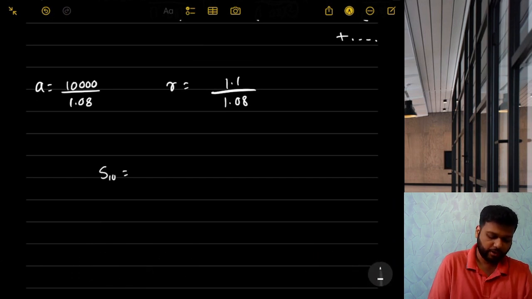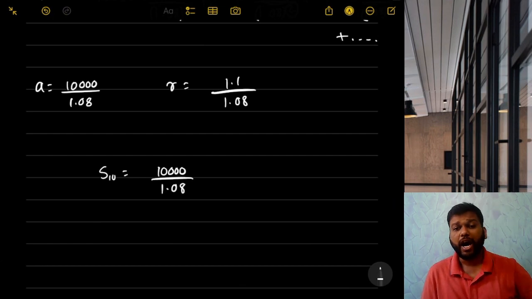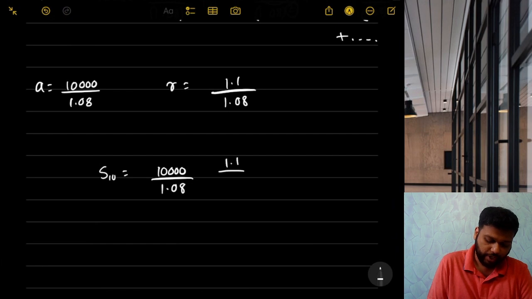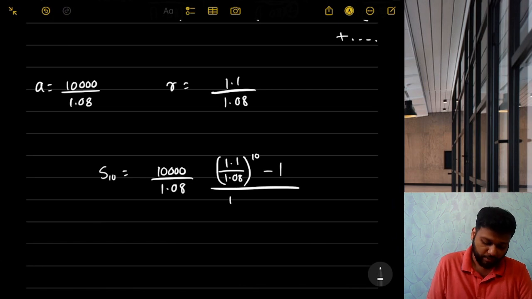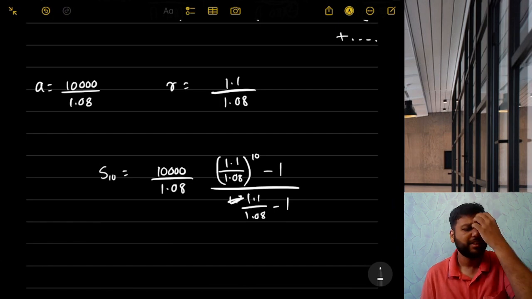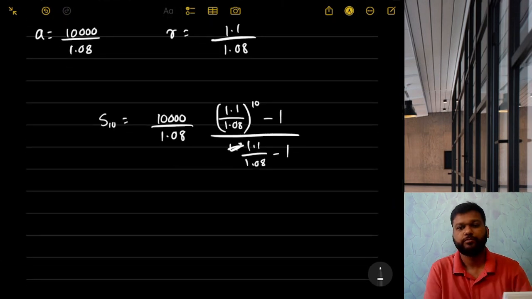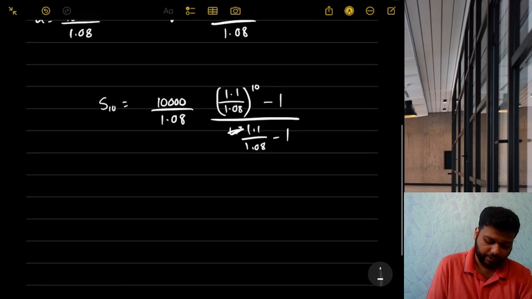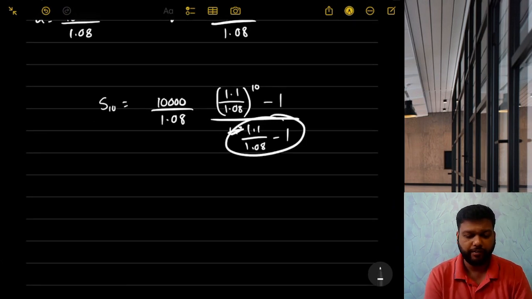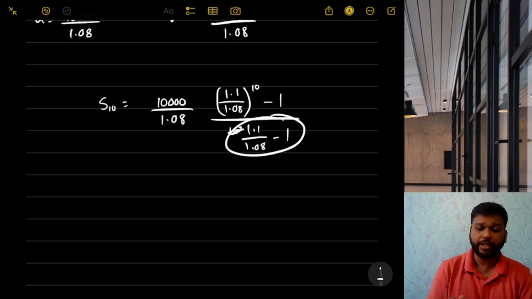So S10 will be what? A, that is 10,000 divided by 1.08, into R raised to n minus 1, that is (1.1 by 1.08) raised to 10 minus 1, upon R minus 1. Sorry, 1.1 by 1.08 minus 1. So you can do it on the calculator also, don't do much else. First find this denominator, 1.1 divided by 1.08 minus 1, that is going to be 0.0185185 something, right? Fine, don't write it, just do M plus, okay?